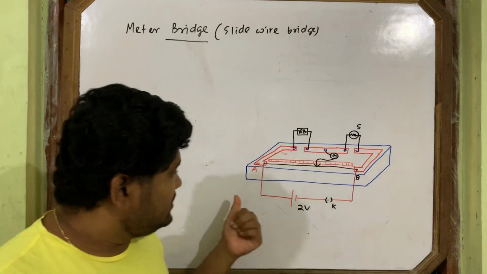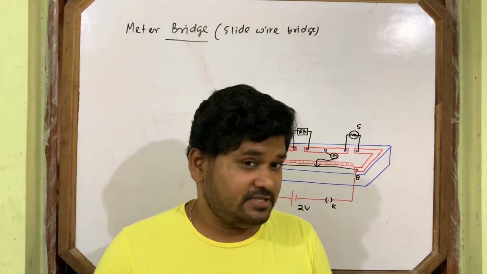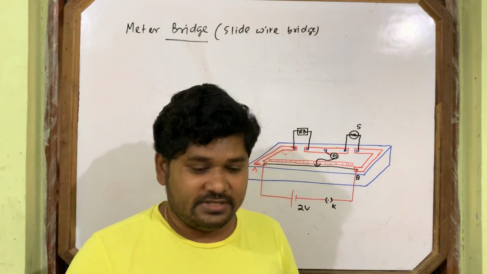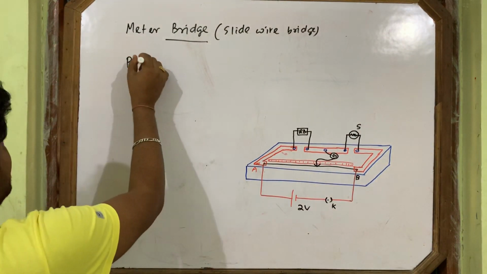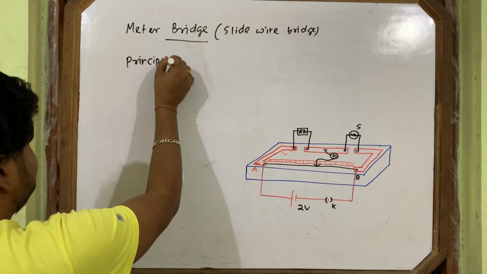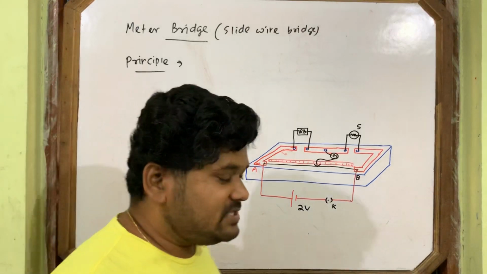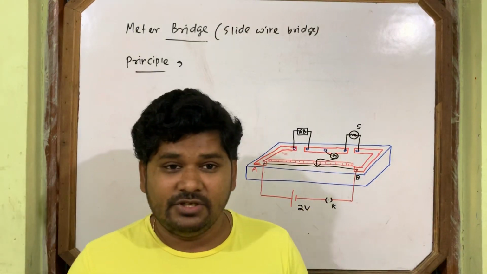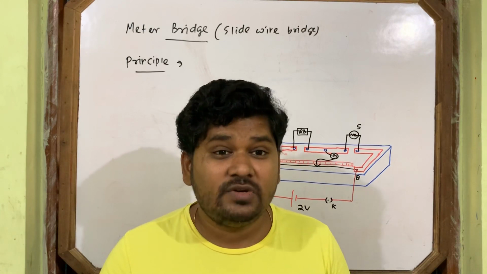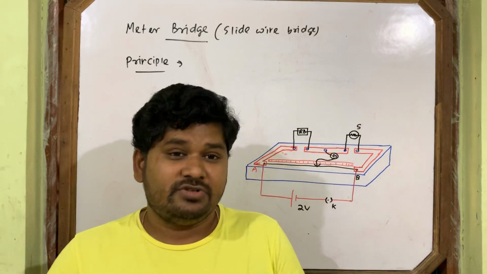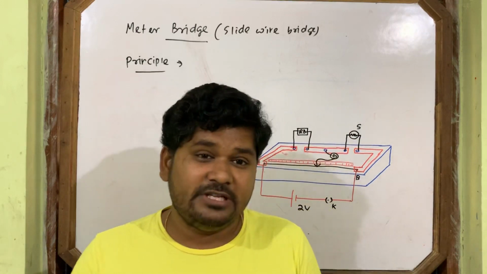And we'll go on now. I already told you what the device is and what the purpose is, to determine unknown resistance. Then comes the principle. What is the principle? It is based on the principle of Wheatstone bridge. An exam question will come: write the principle of meter bridge. It is based on the principle of Wheatstone bridge.